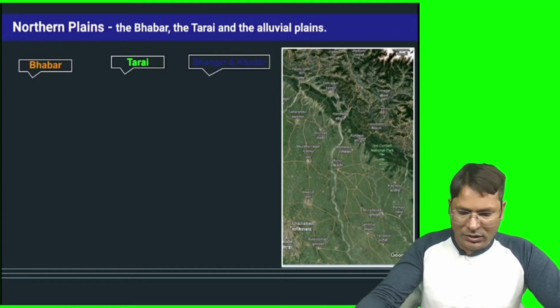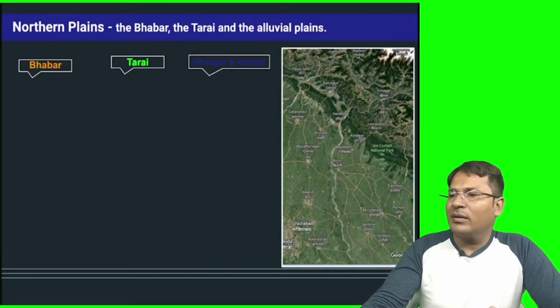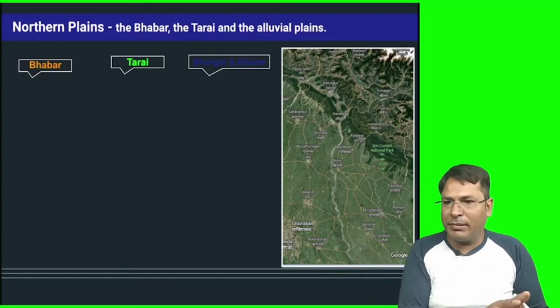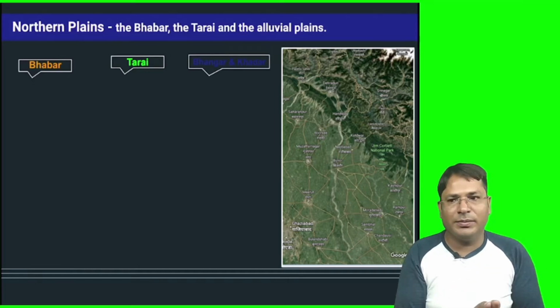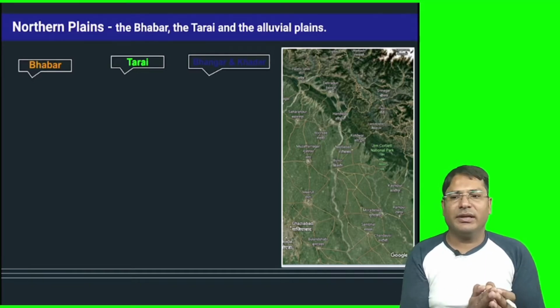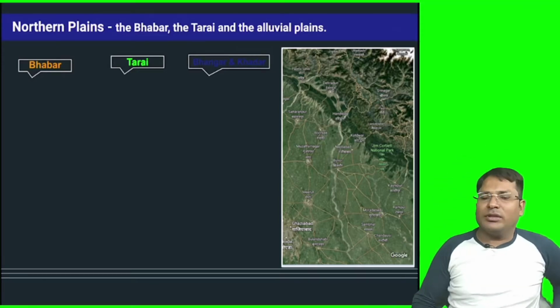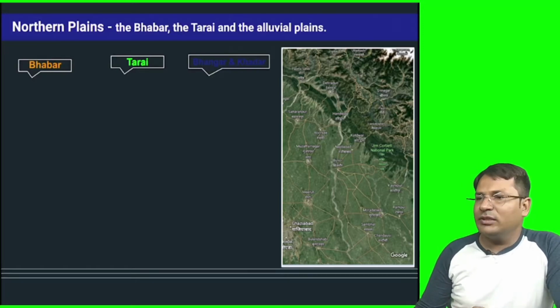This map is a slice which covers a particular area of the northern plains, complete from north to south. So in this we will see the divisions or the subdivisions of these plains.